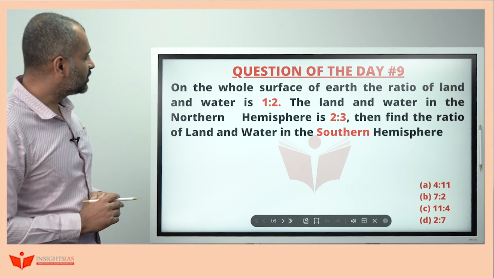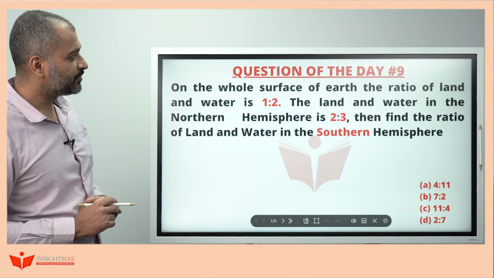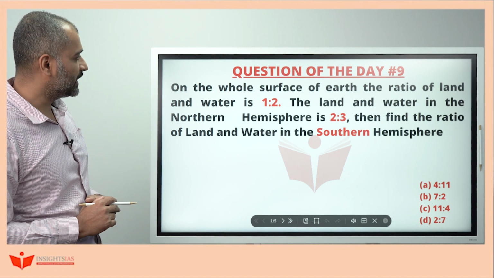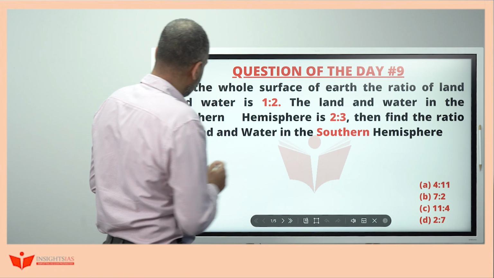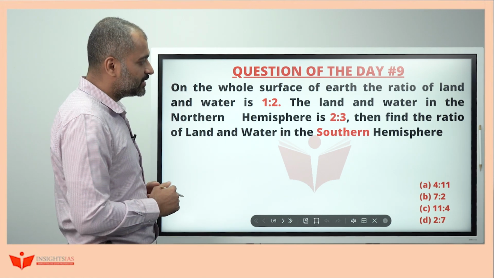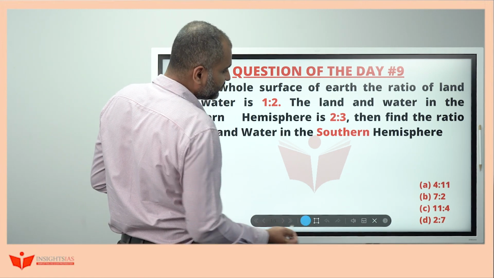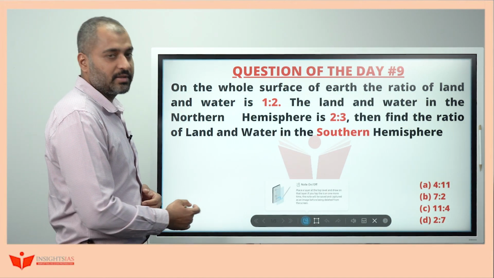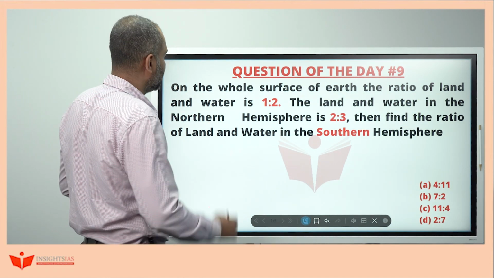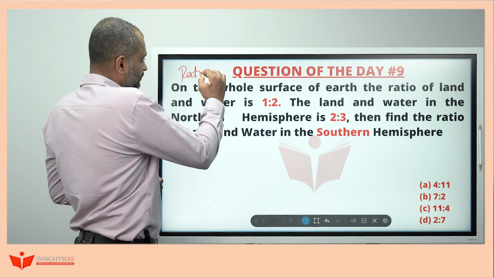The question says, on the whole surface of earth, the ratio of land and water is 1:2. The land and water in the northern hemisphere is in the ratio 2:3. Then find the ratio of land and water in the southern hemisphere. Okay, the concept here is ratios.